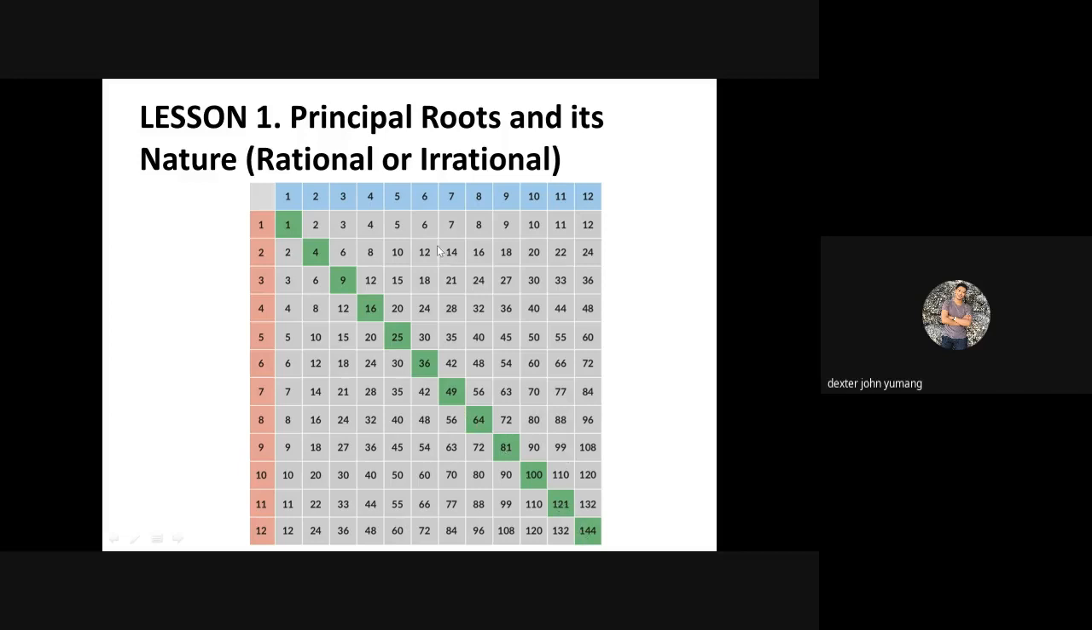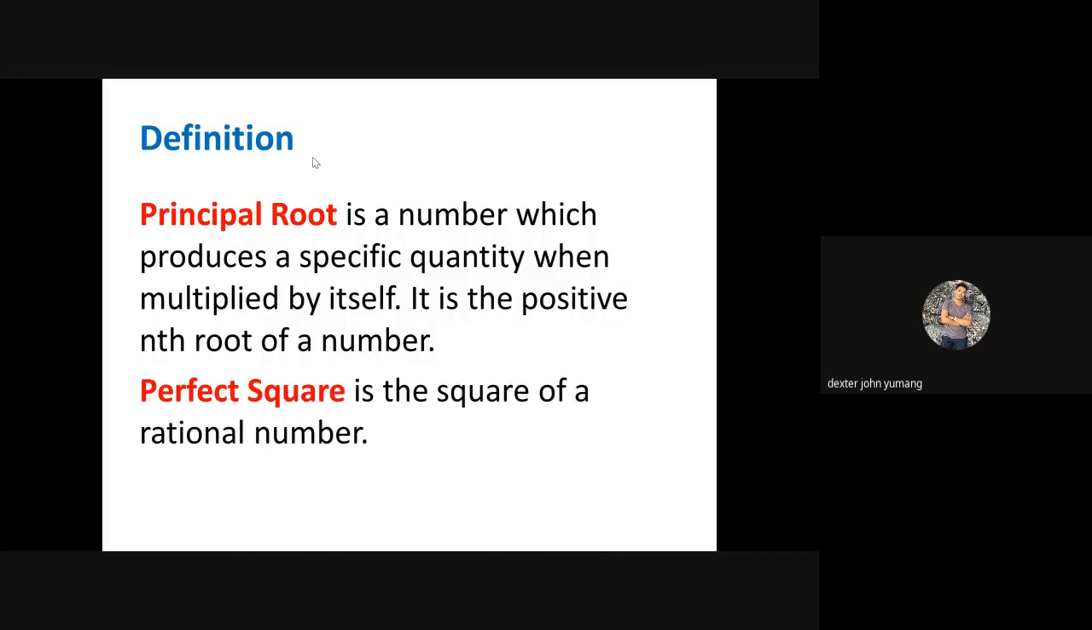Tawag po sa kanya is perfect square. Perfect square. Sulat ko sa chat box. Ano tawag dyan? Perfect square. So, perfect square. Kapag nag-multiply ka ng number sa kanyang sarili, tawag sa kanya perfect square. Tulad ng 4. 4 times 4 is 16. 5 times 5 is 25. So, that is what you call a perfect square.